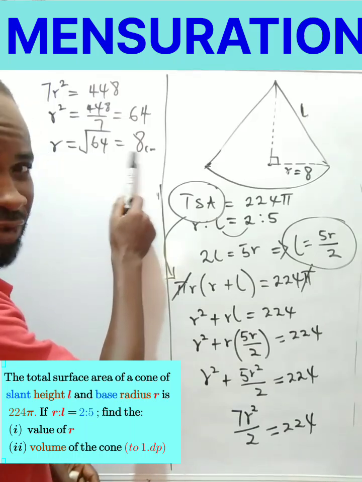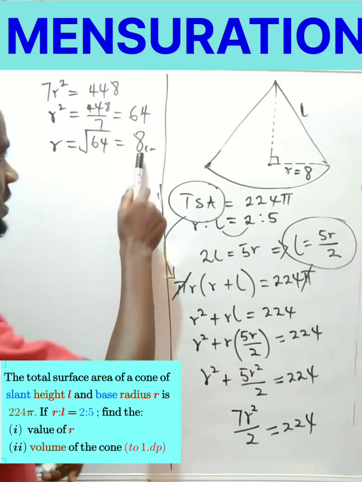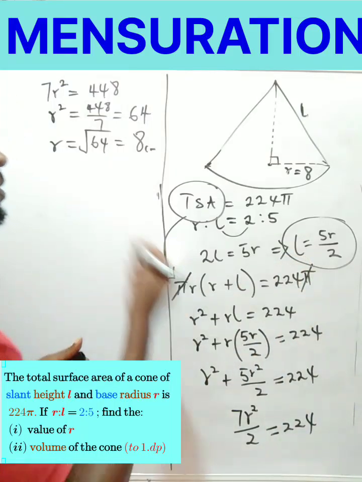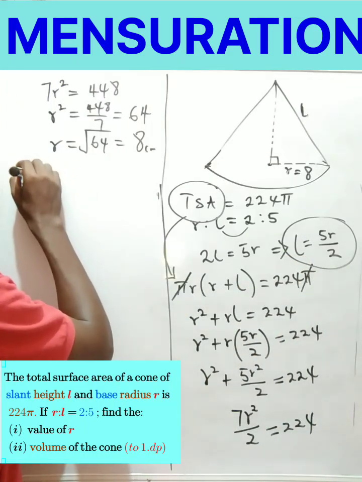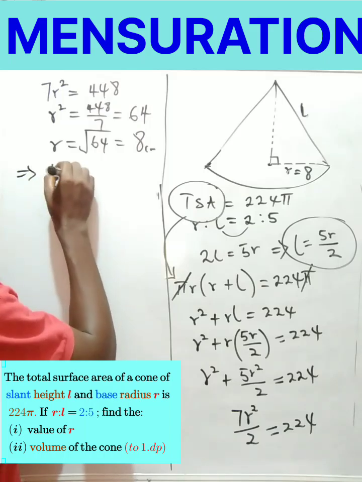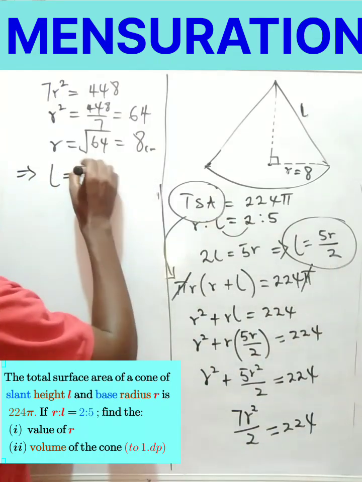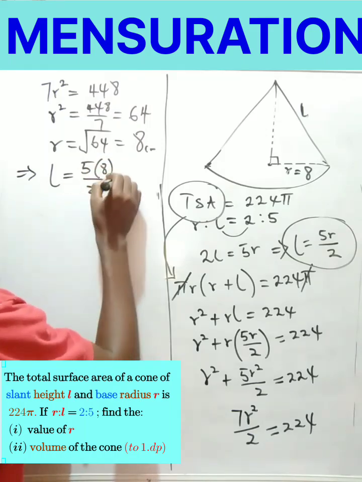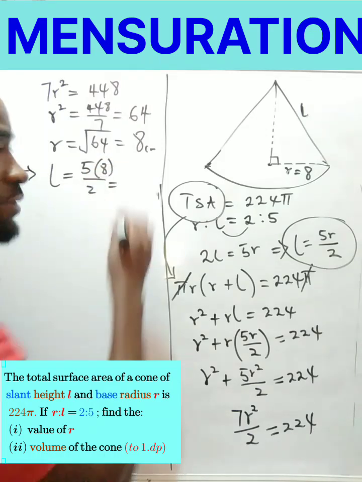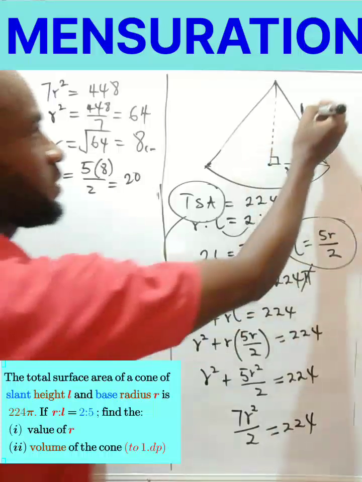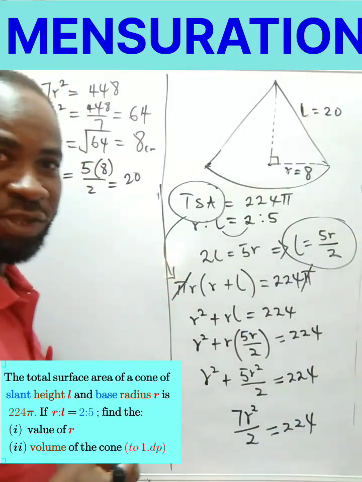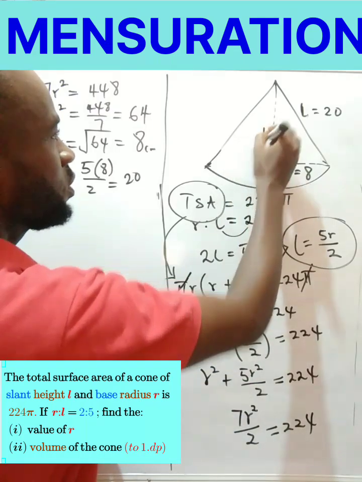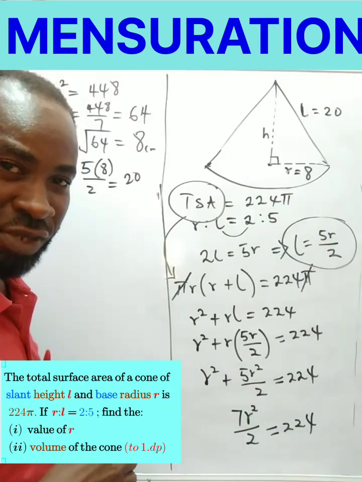Okay, 8. So can you see that? Now, if I've gotten that as 8, it therefore means we can now get our L. So this implies that our L is now equal to 5R, where R is 8, which is 5 times 8 over 2. 5 times 8 is 40, so which means that my L is 20. So I've gotten my L here as 20. Okay, so now remember, we want to get the volume. We want to go to question 2 now, the volume.